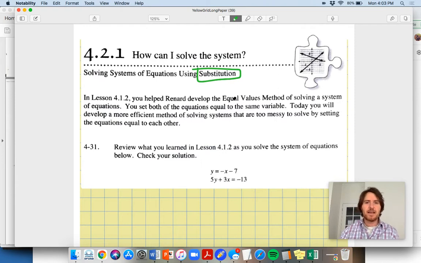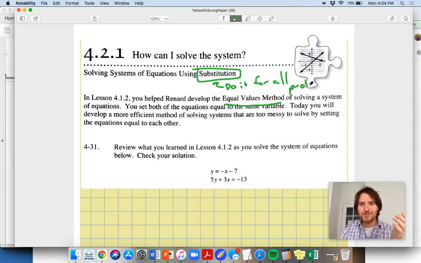This led in directly from something called an equal values method, which I usually teach. You don't need to worry about that, though. It's fine. You can just do substitution for all problems, and you're just getting some practice. You're going to do that substitution method of solving, okay?